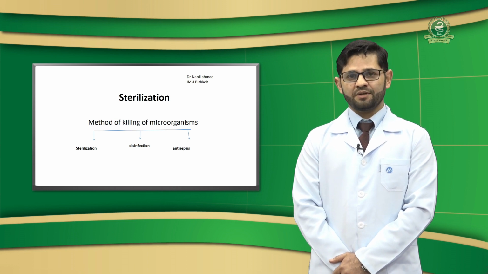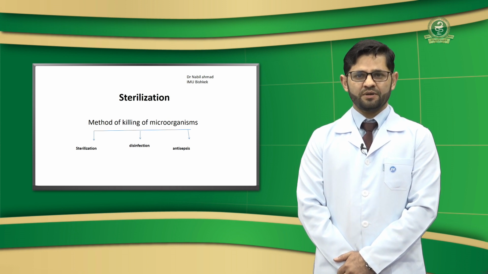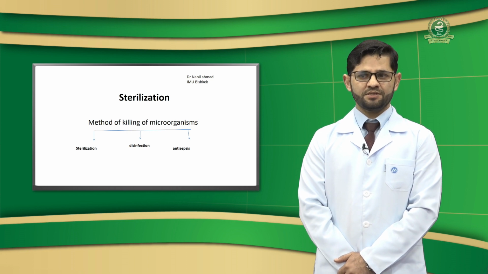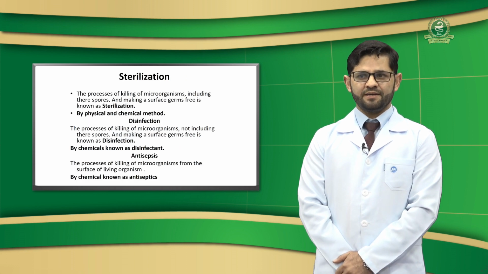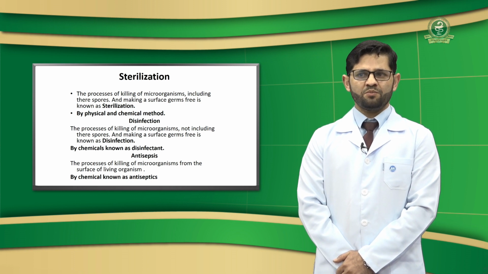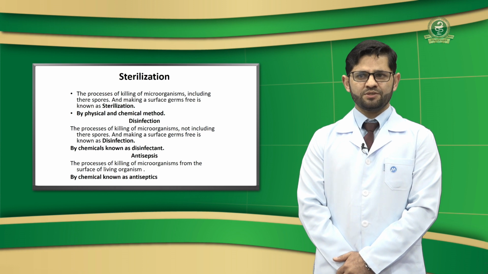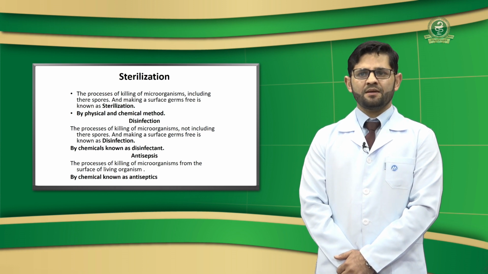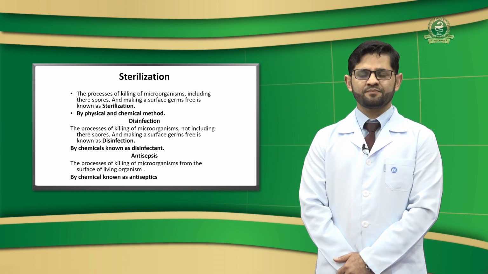Bacteria or microorganisms are killed by different methods. Sterilization is one among them. Killing of microorganisms is done by sterilization, disinfection, and antisepsis. Sterilization is the process of killing of microorganisms, including their spores, and making a surface germ-free. Such a method of killing of microorganisms is known as sterilization, and it is done by physical method as well as chemical method.